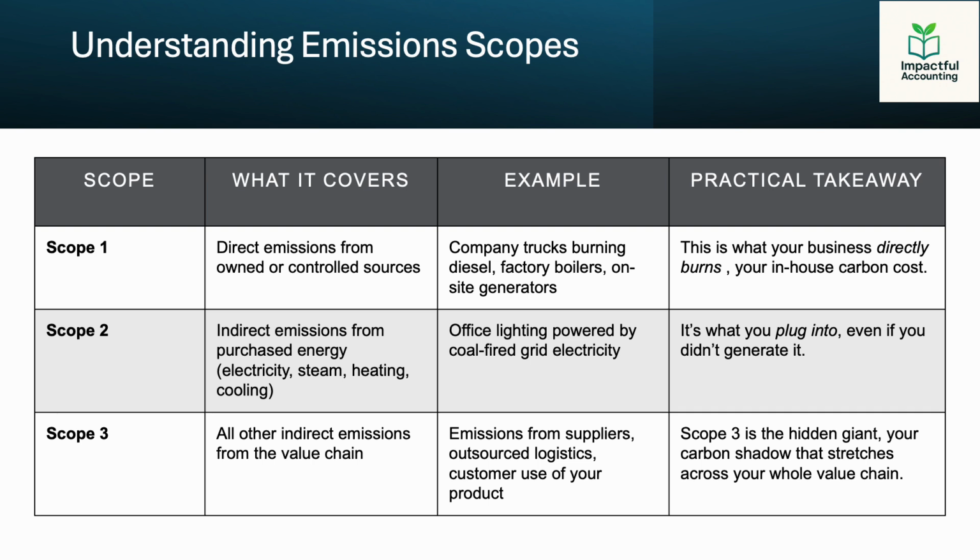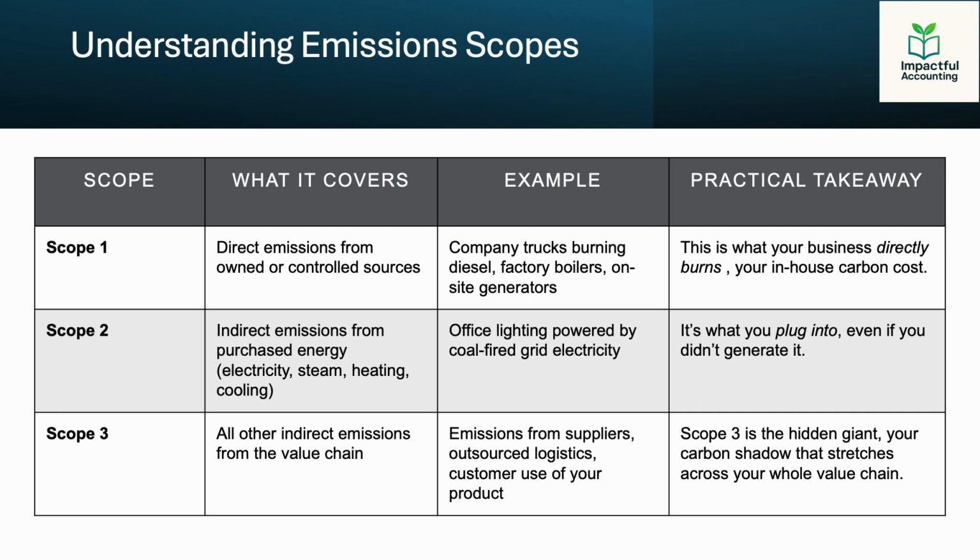Now here's the big one, Scope 3. This is the carbon shadow: the emissions you don't control directly but are still responsible for. It includes everything up and down your value chain: your suppliers, the truck delivering your product, how customers use your product, and how it's disposed of at the end of the life of the product. If Scope 1 is what you burn, Scope 2 is what you plug in, Scope 3 is what the world burns on your behalf. It's the hardest to measure, but often the biggest slice of the pie.